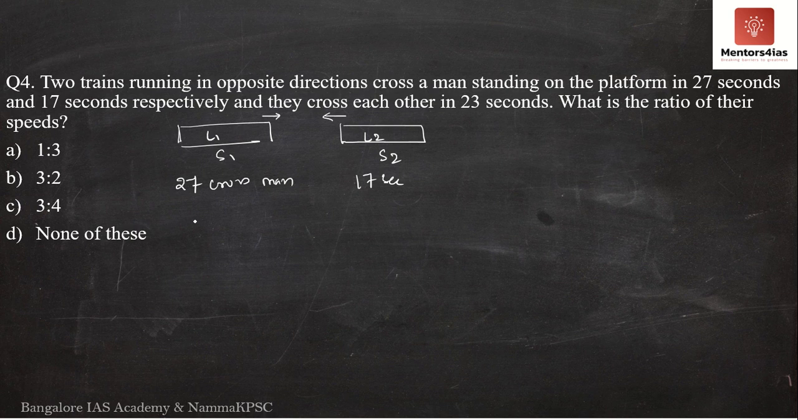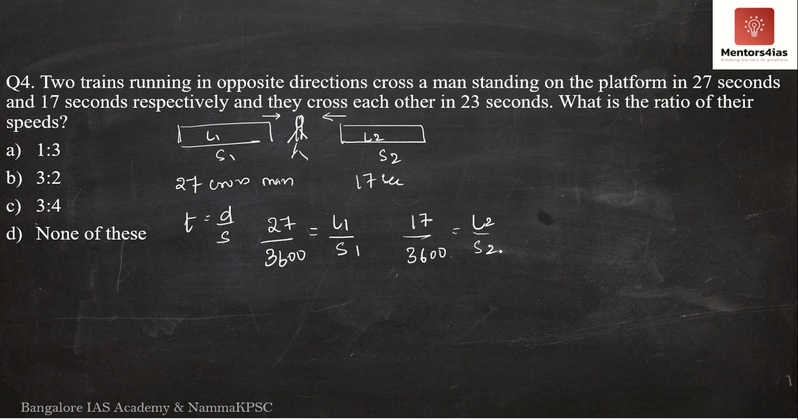So we know that time is nothing but distance by speed. So based on this information, for the first train, can I say 27 by 3600 is equal to nothing but L1 by S1? Because the train takes 27 seconds to cross a man standing on the platform, where the distance traveled will be what? Nothing but the length of the train. Therefore, L1 traveling at S1 speed, which is equal to 27 seconds or 27 by 3600 hours. Similarly, for the second train which crosses the man in 17 seconds, I will say it is 17 by 3600 is equal to L2 by S2.